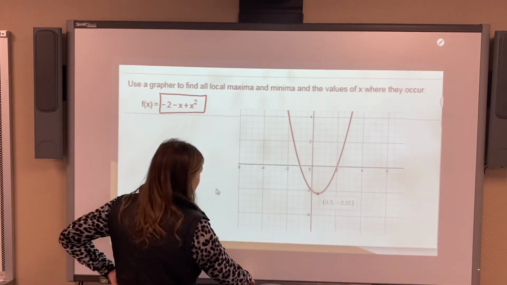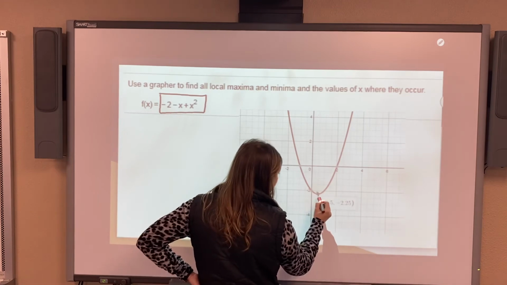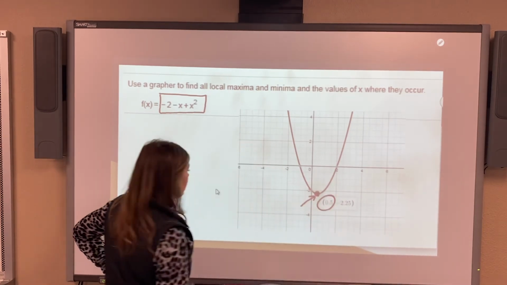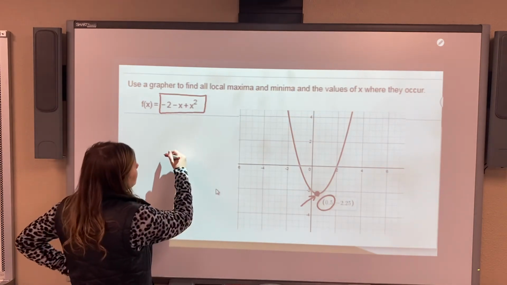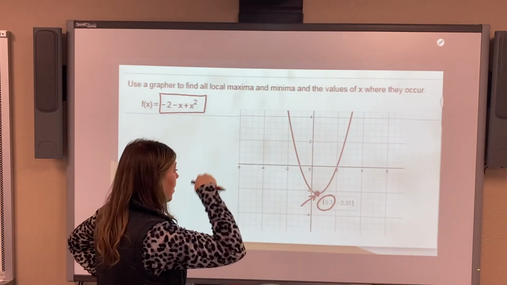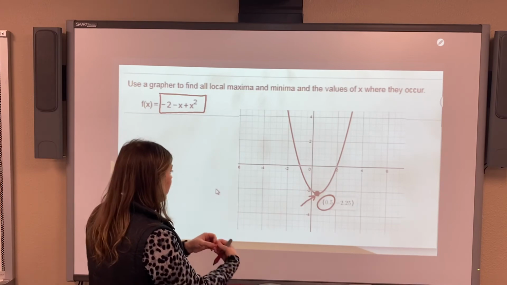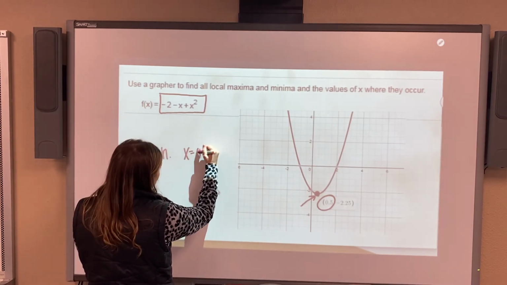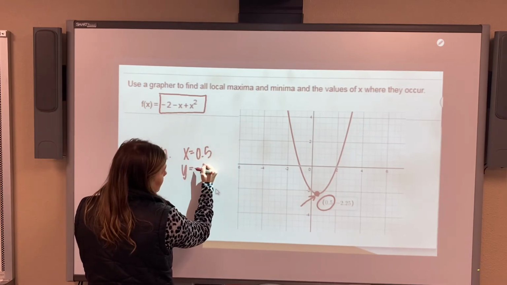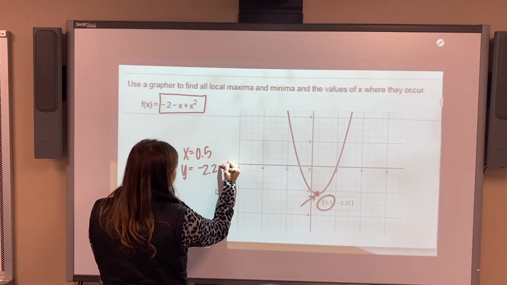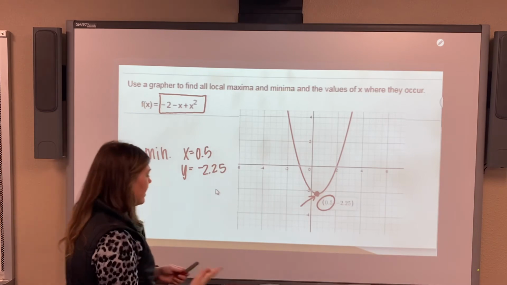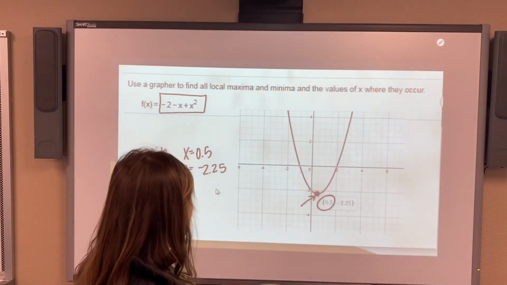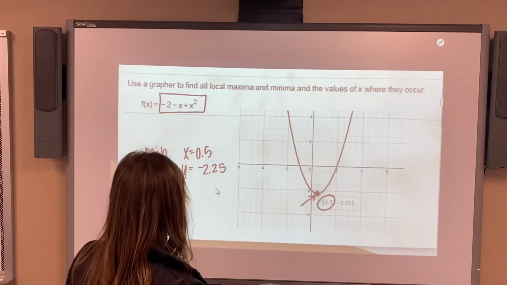We're looking for maximums and minimums, so that would be right here, your turning point. We're looking for the x value, which is just 0.5. It's the bottom, the minimum part of our graph. So it's a minimum, and it's at x equals 0.5, and our y is -2.25. It will ask what your x and y values are, and you will have to say whether it's the maximum or the minimum. And this is the minimum.